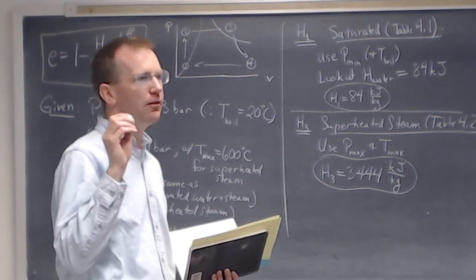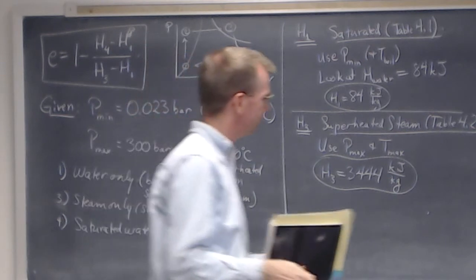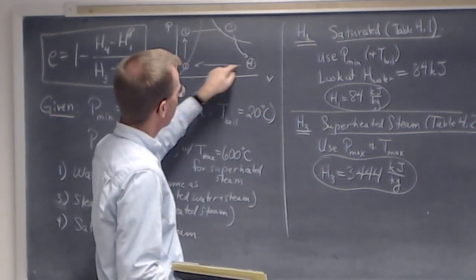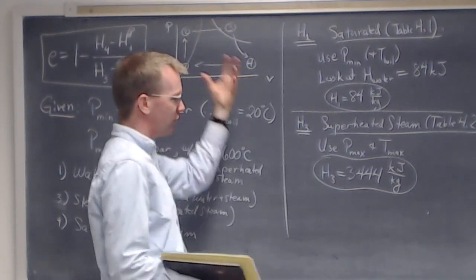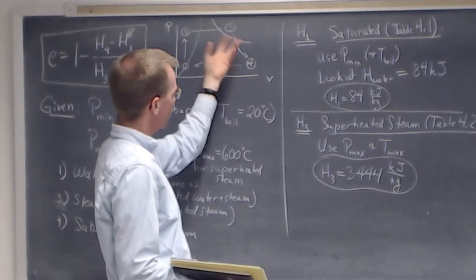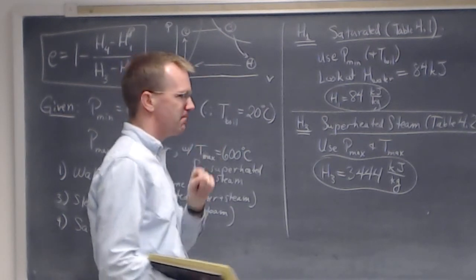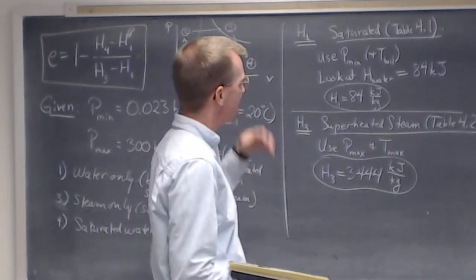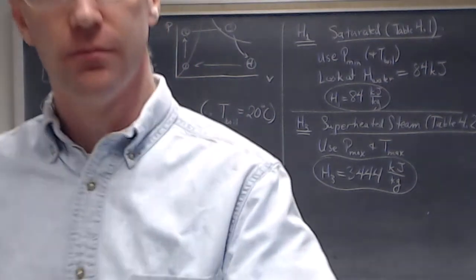To find the enthalpy at point four, it's trickier, because we're going down into this phase change here. As it goes to the turbine, we start getting water droplets mixed in with the steam. We don't have a separate table just for that condition. What we do is we have to do some interpolation.